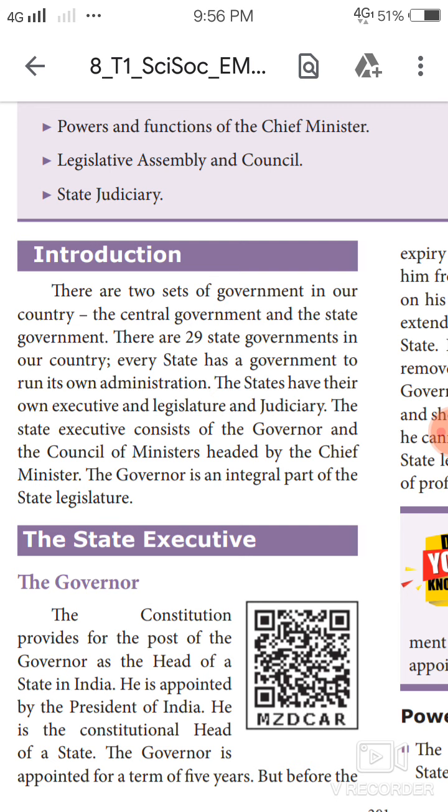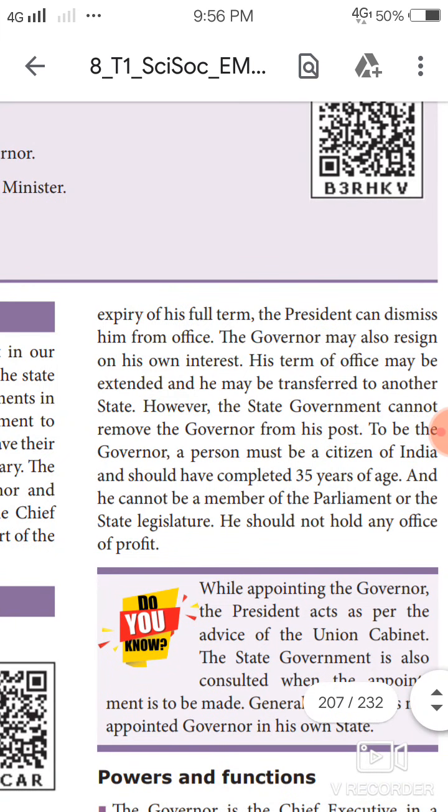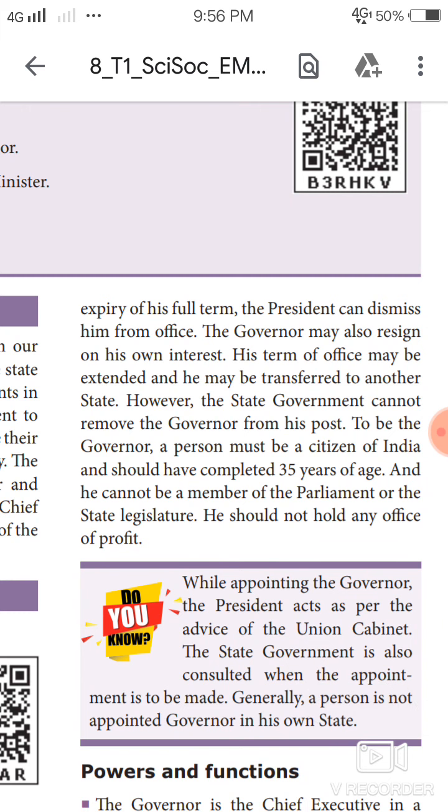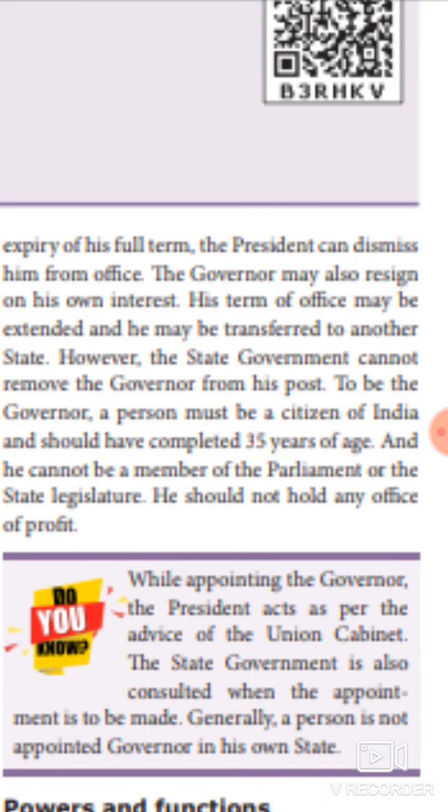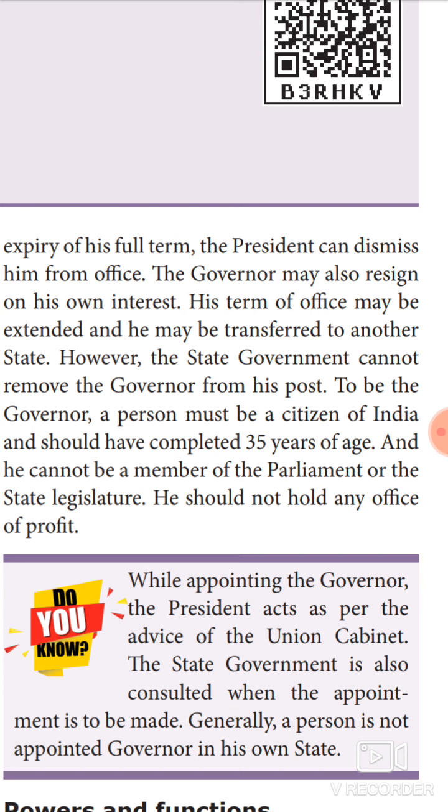So, he is the constitutional head of a state. So, the governor is appointed for a term of 5 years. But before the expiry of his full term, the president can dismiss him from office. The governor may also resign on his own interest. His term of office may be extended and he may be transferred to another state. However, the state government cannot remove the governor from his post.